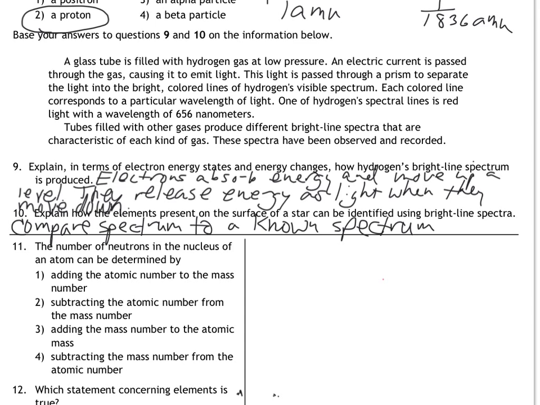If they just want to know how you can identify the elements on the surface of a star, then all you need to say is compare the spectrum to a known spectrum. So you take a spectrum of the star that you are studying, that's your spectrum, and you compare it to some spectra that you already know, and you're looking for matches. So all you have to say is this sentence.